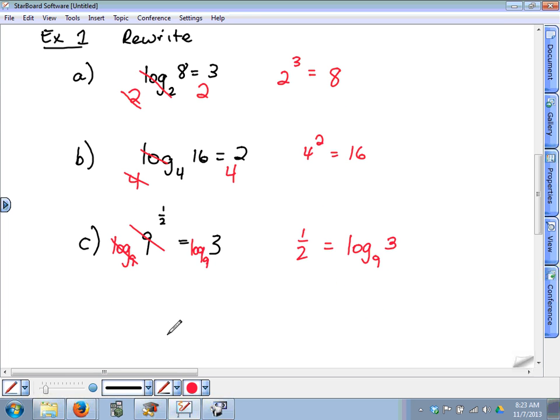One more just for the sake of practice. Let's do some negative numbers. 4 to the negative 3 equals 1/64. How would you rewrite that in logarithmic form?